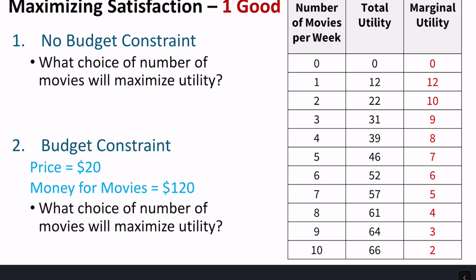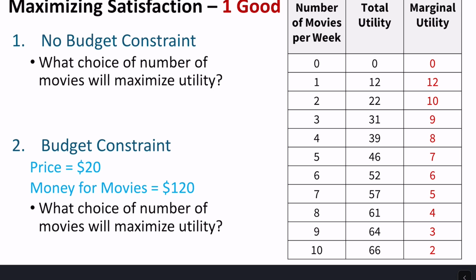Well, they just want to do more, right? Keep on going, because the utility level is always going up with more movies. So they're going to consume as many as they can. Now, let's compose a budget constraint, and that's going to limit our choices. If the price of a movie is $20, and the money you have allocated for movies, your budget for movies, is $120, what is the amount of movies you want to maximize your utility?